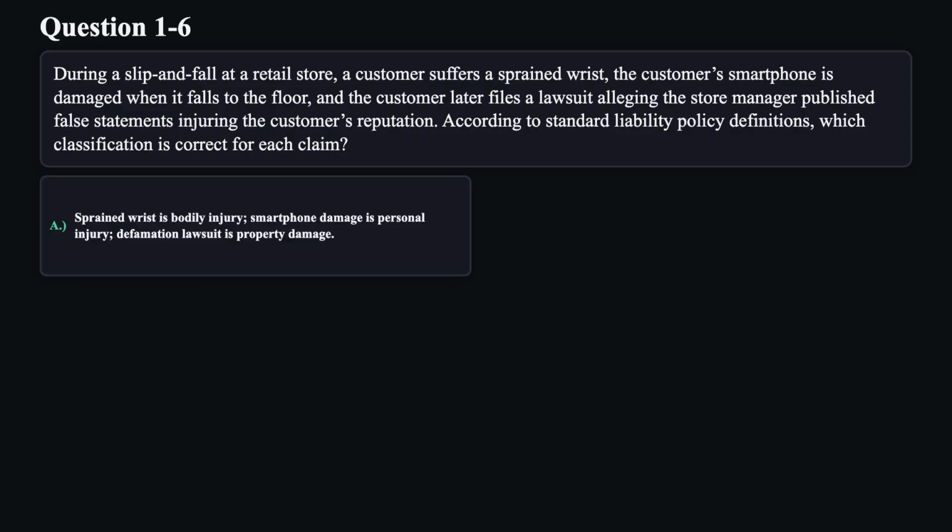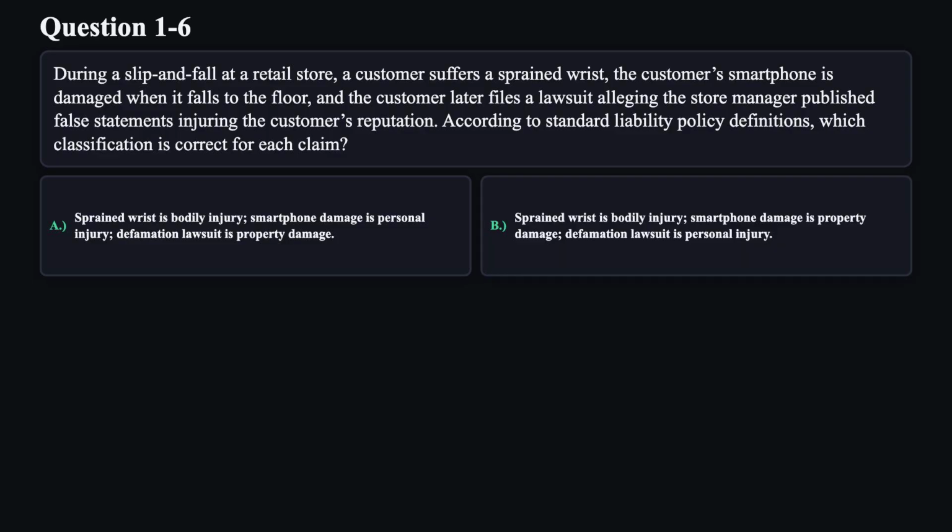A. Sprained wrist is bodily injury. Smartphone damage is personal injury. Defamation lawsuit is property damage. B. Sprained wrist is bodily injury. Smartphone damage is property damage. Defamation lawsuit is personal injury.